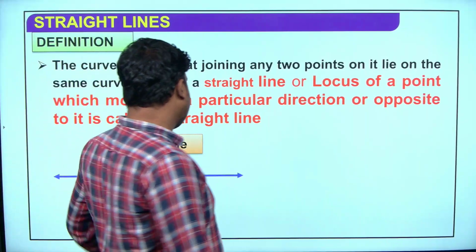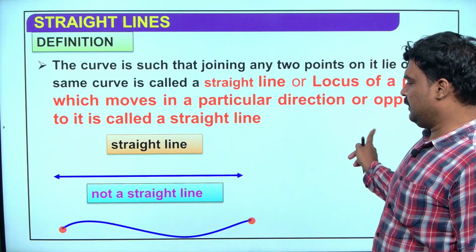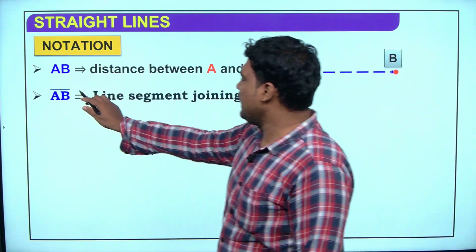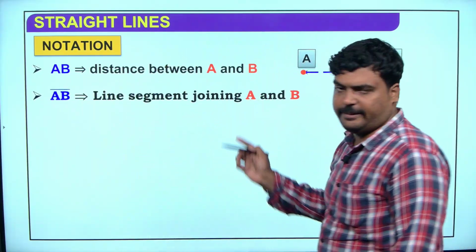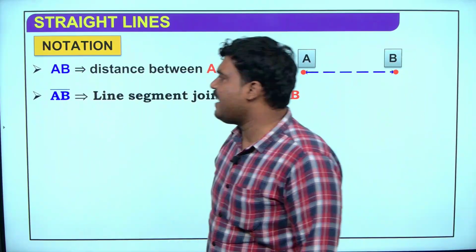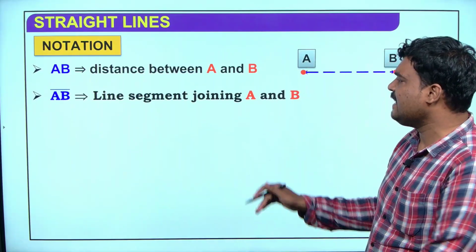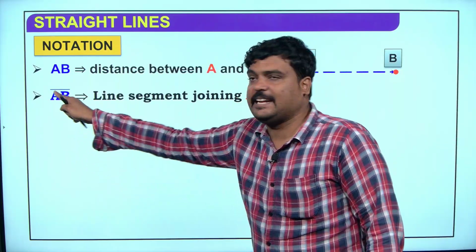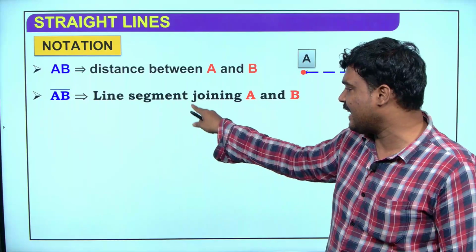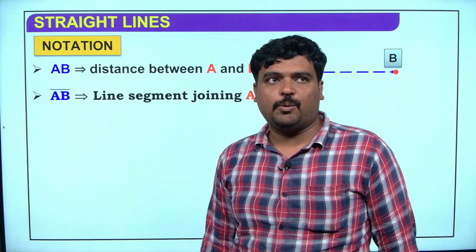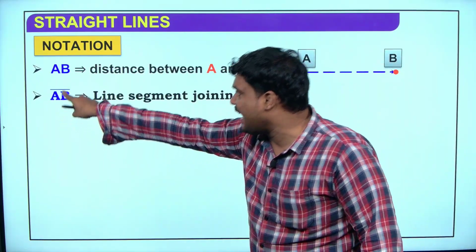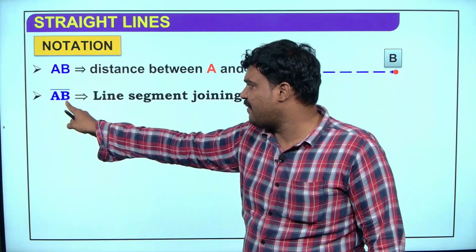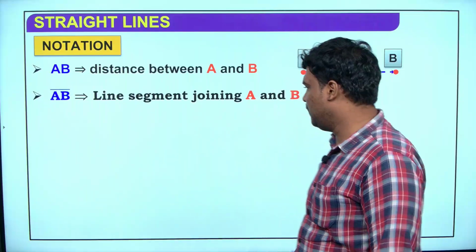Okay, so straight lines. If I put AB, then it means the distance between A and B. If I put AB anywhere in the class, it means the distance between A and B. And if I put AB bar, that is a line, we are mentioning a line segment joining A and B. So what is the difference? Here we are saying the line itself. Here we are saying the distance of the line.